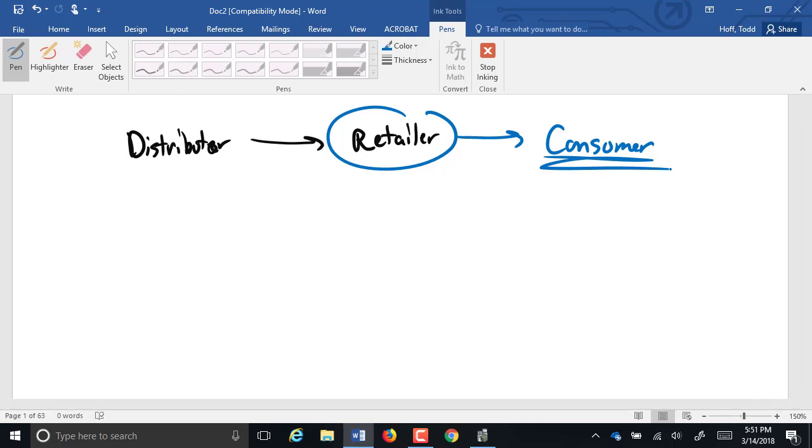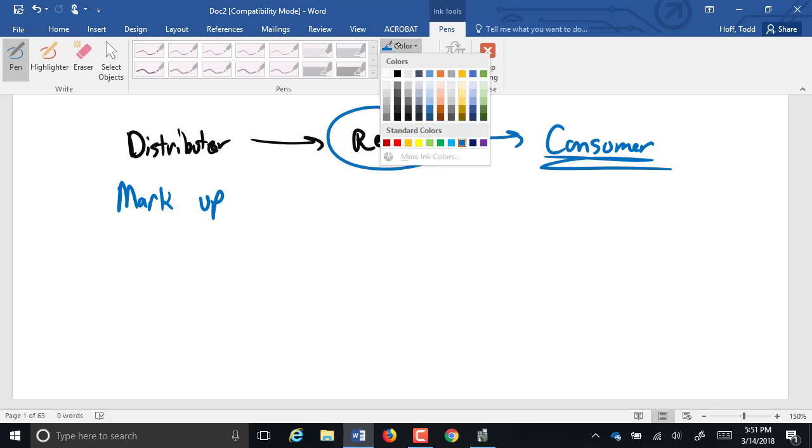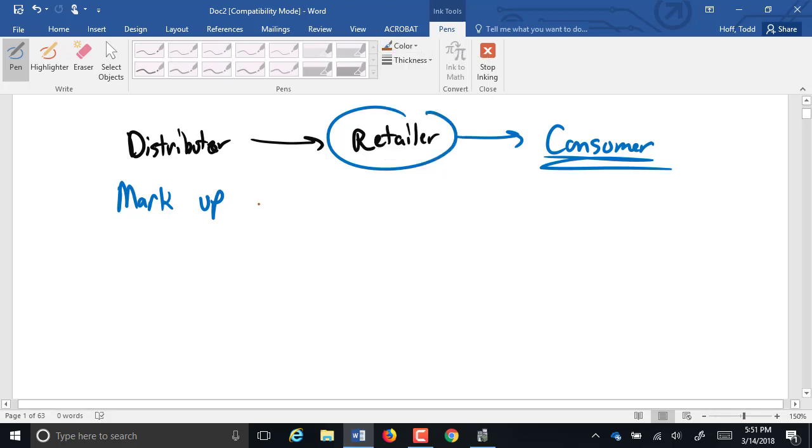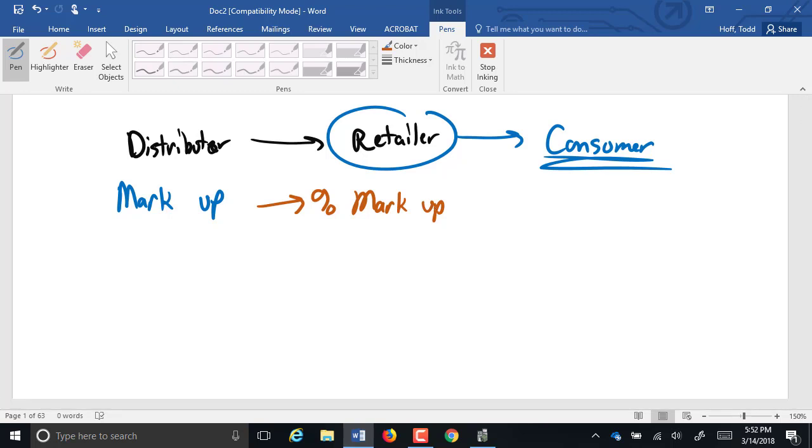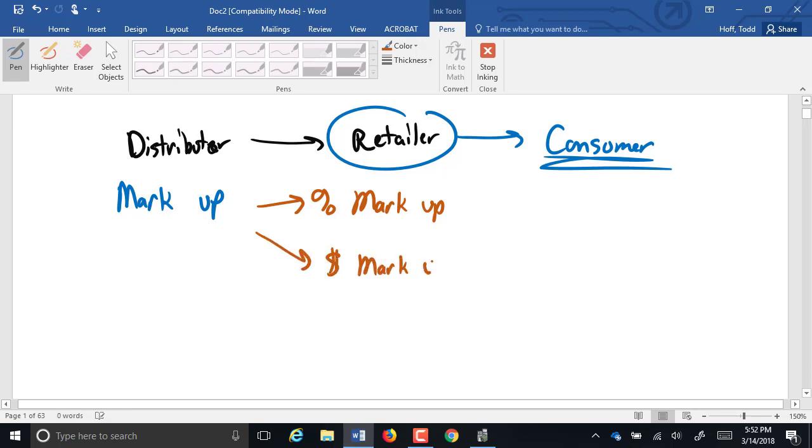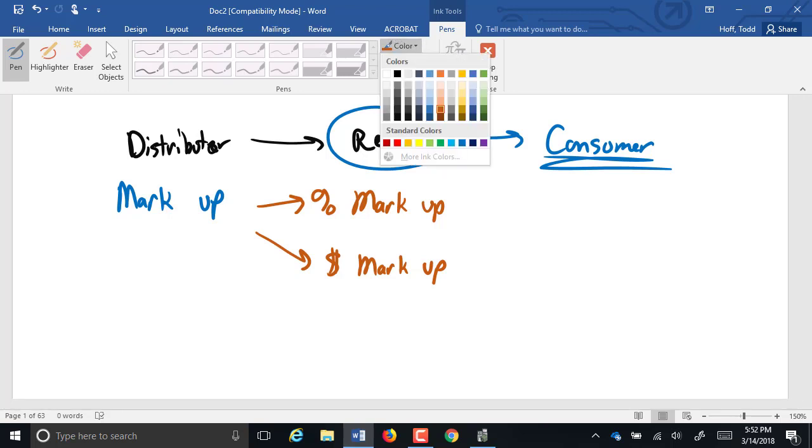Now, the biggest concept when we're dealing with retailer to consumer is the idea of markup. Markup is calculated in one way, but can be represented in a couple of different ways: a percent markup, which is just a percentage of a given value, or the dollar amount of the markup. Obviously, the two are linked and they're both very important.